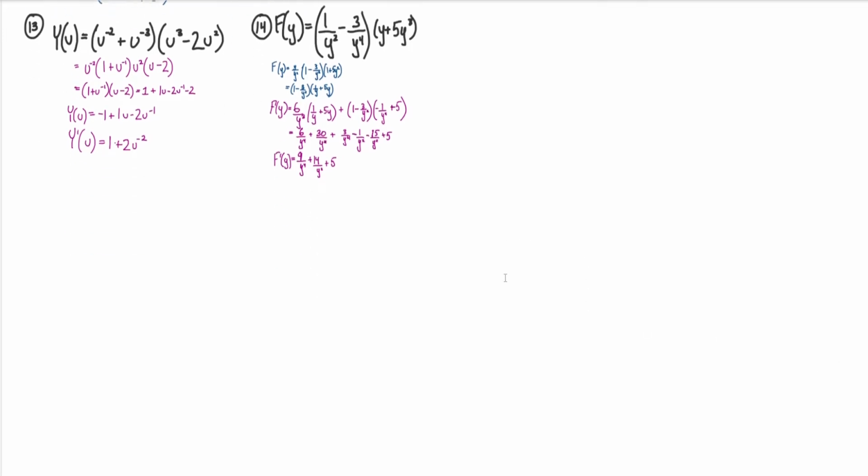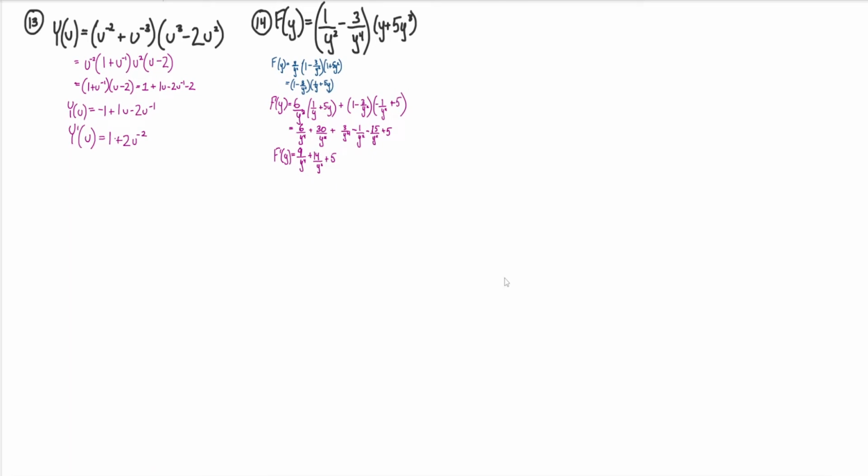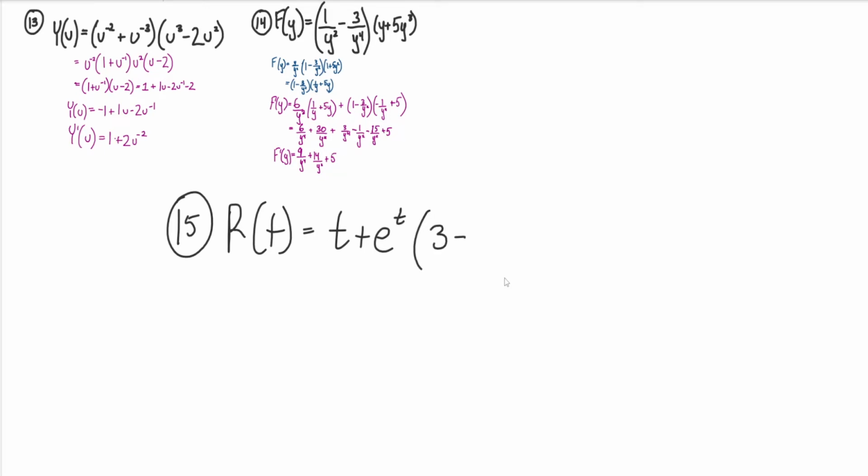So, let's get it, number 15, right? So, 15 is R of t equals t plus e to the t, times 3 minus square root of t. Quit it with the products, bro. Ooh, square root of t, which I don't know if we've seen, but I'm sure we can tackle it. All right, okay, let's do it.